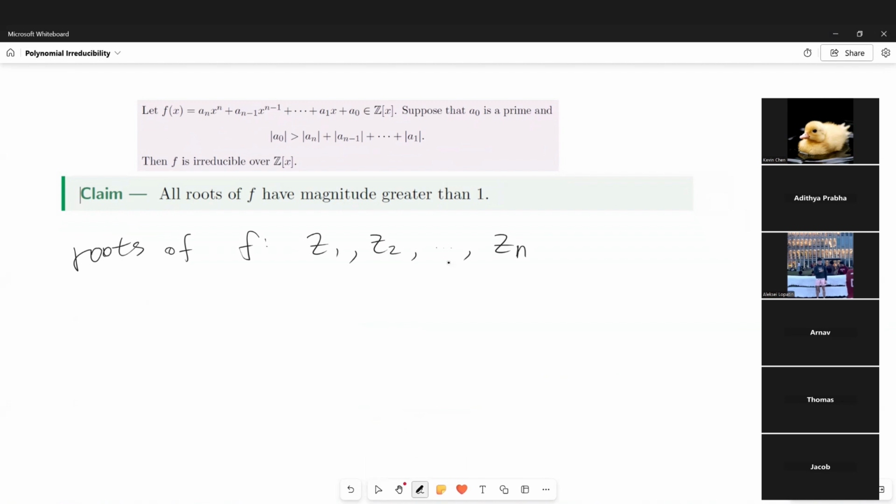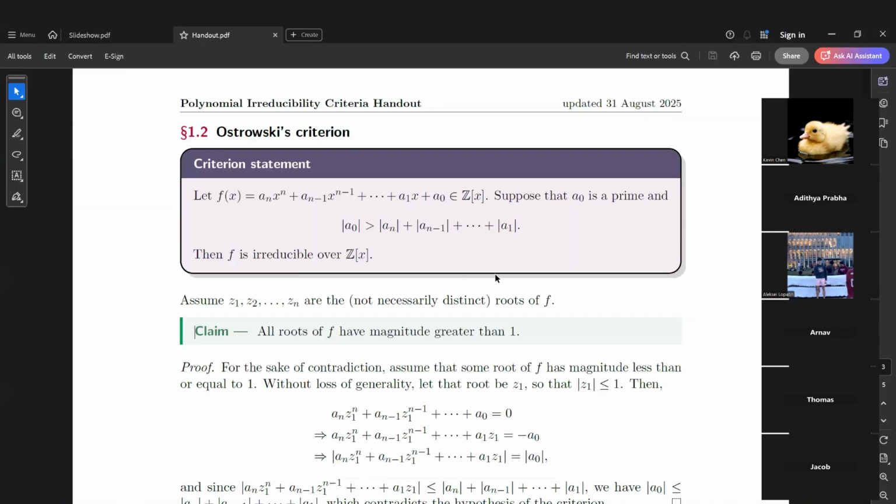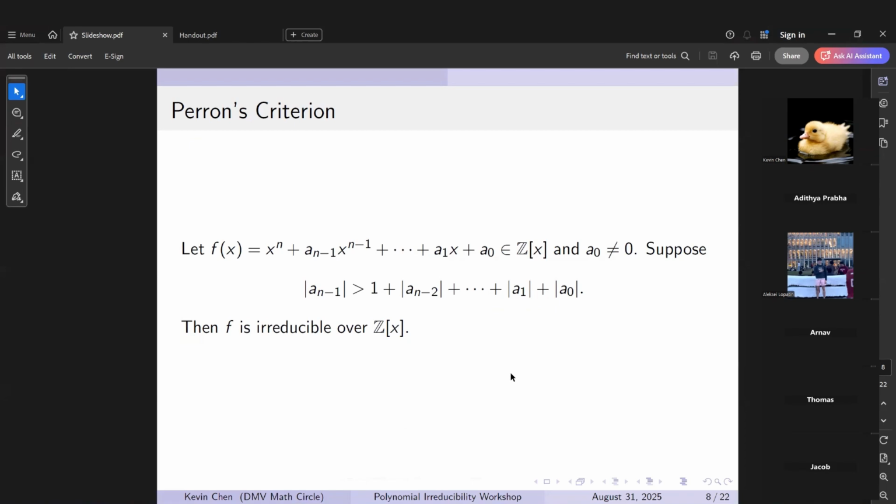Assume that one of these roots has magnitude less than or equal to 1. Without loss of generality, assume that that root is z1, so that the magnitude of z1 is less than or equal to 1. Well, since z1 is a root of f of x, we know that z1 to the power of n plus, oh wait, I think I'm proving the wrong criterion.